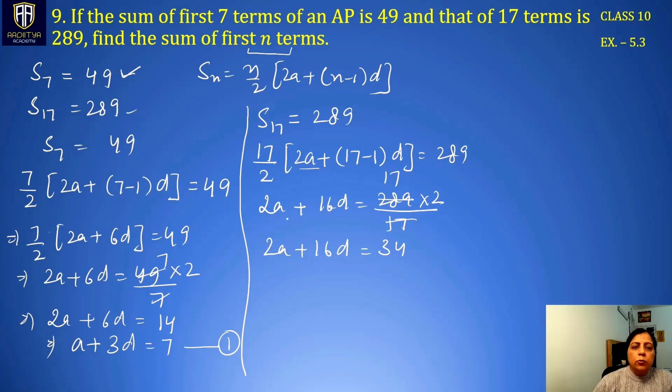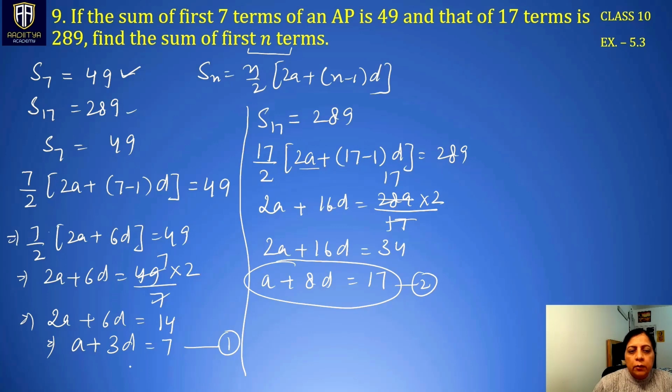So now we have 2a plus 16d is equal to 34. We can take 2 common from the LHS, so it makes a plus 8d. Taking out that 2 and bringing it to division on the RHS, we write this as 34 by 2, which is 17. So we have got another equation, which is equation 2. We have got two equations in a and d. Now we can solve them to find a and d both.